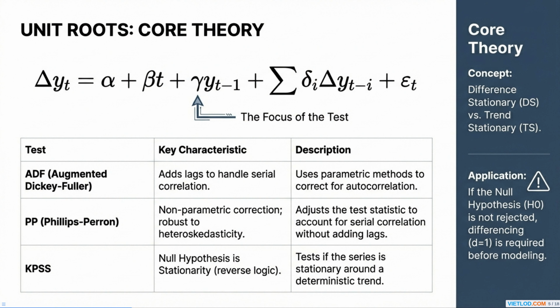The core of unit root testing revolves around this regression equation. The key is the coefficient gamma. If gamma is 0, the series has a unit root and is non-stationary. If gamma is less than 0, the series is stationary.